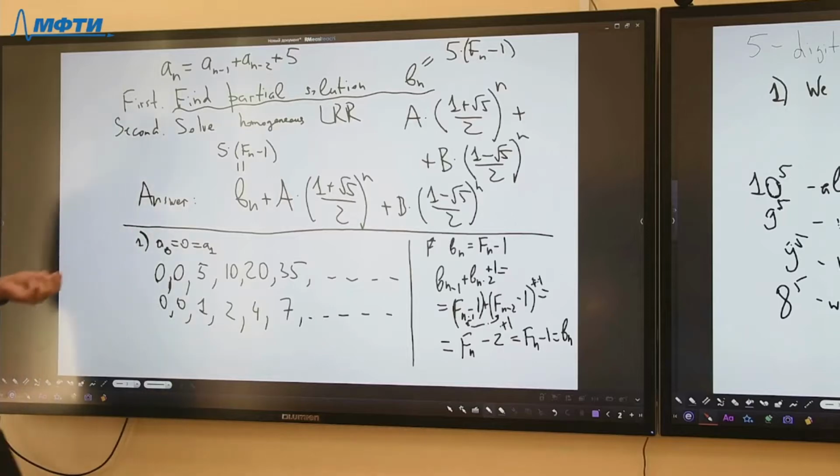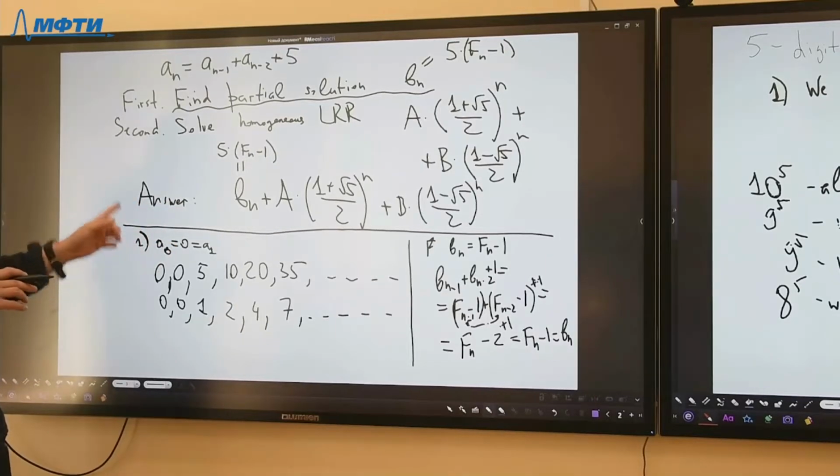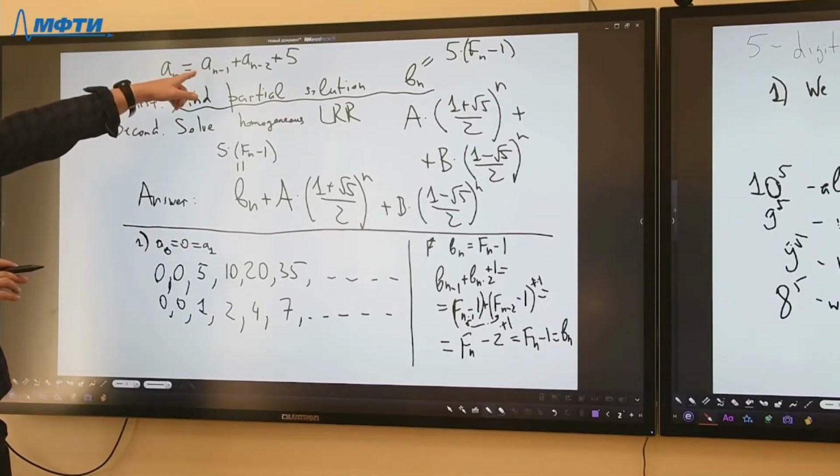Maybe it's a trick, but I don't remember how to get it. What I can say is that there is another partial solution.